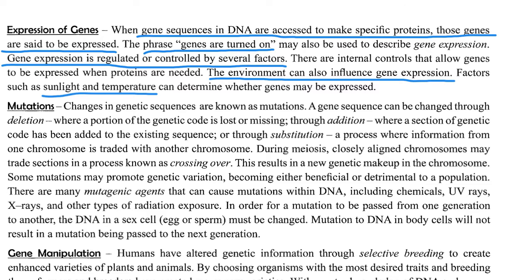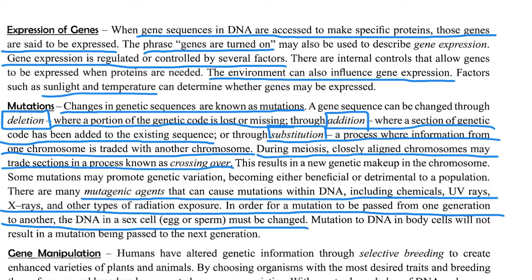Factors such as sunlight and temperature can determine whether genes may be expressed. Mutations. Changes in genetic sequences are known as mutations. A gene sequence can be changed through deletion, where a portion of the genetic code is lost or missing, through addition, where a section of genetic code has been added to the existing sequence, or through substitution, a process where information from one chromosome is traded with another chromosome.